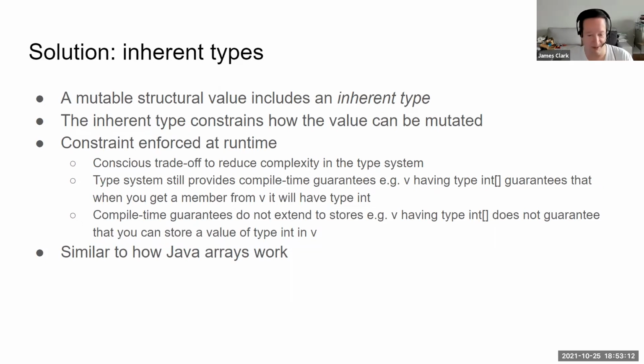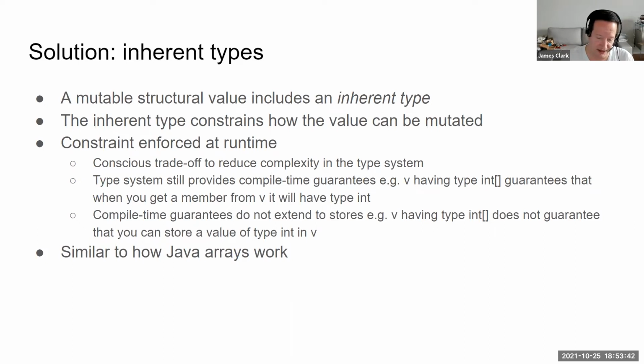You could have a more complex type system where you express the variance of types and so on, but that would not fit our target audience. The type system is already at the limit of what's supportable by our target audience. So we made this trade-off that some things would be only enforced at runtime.